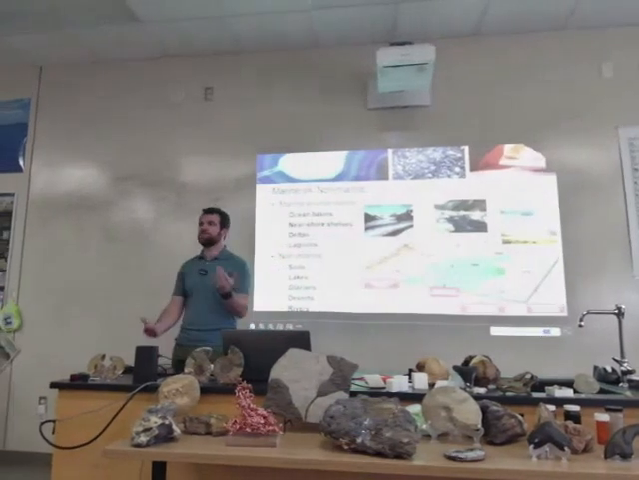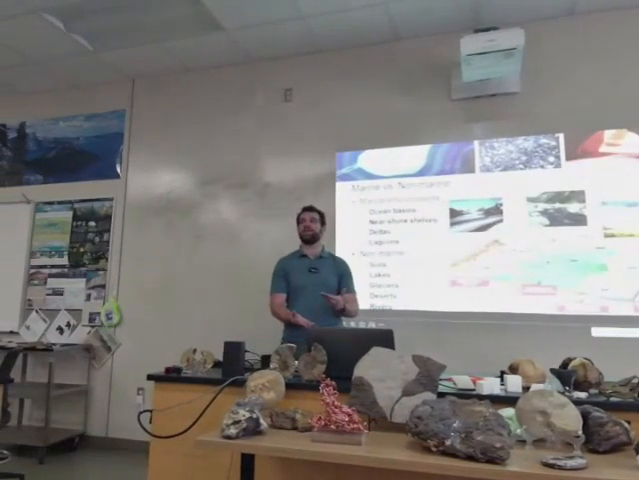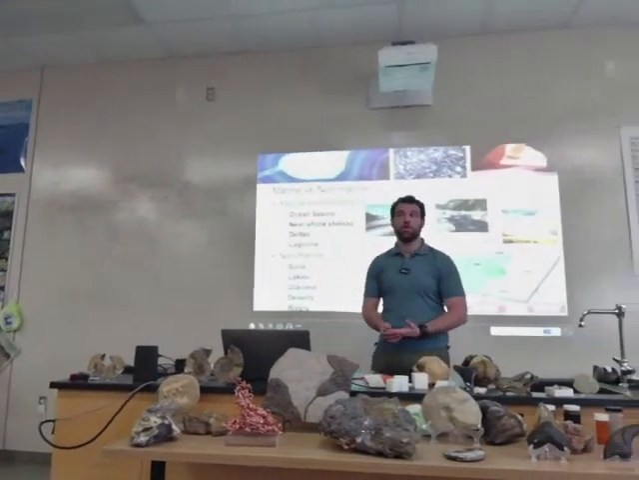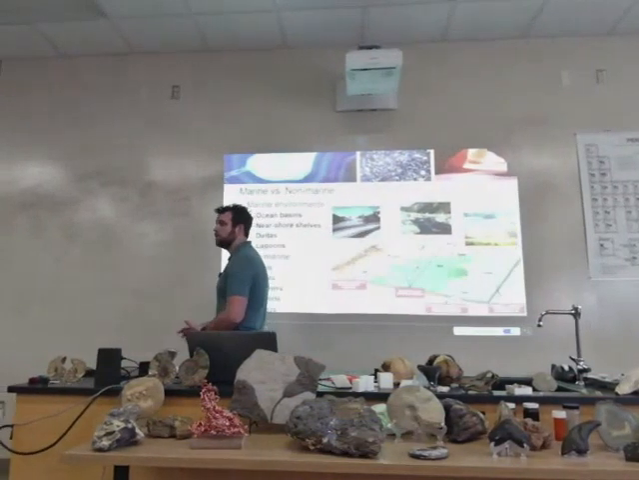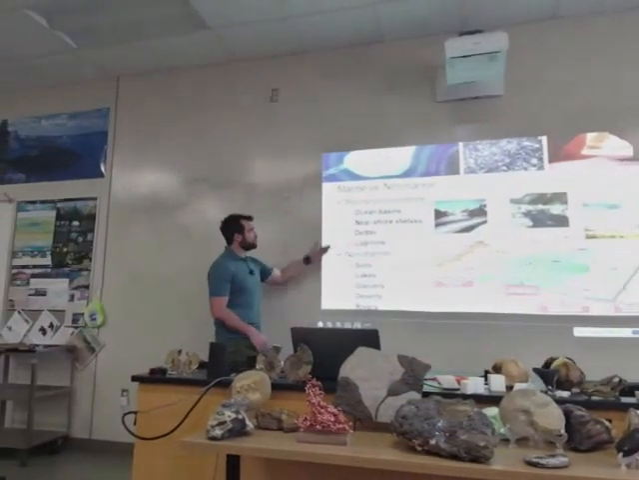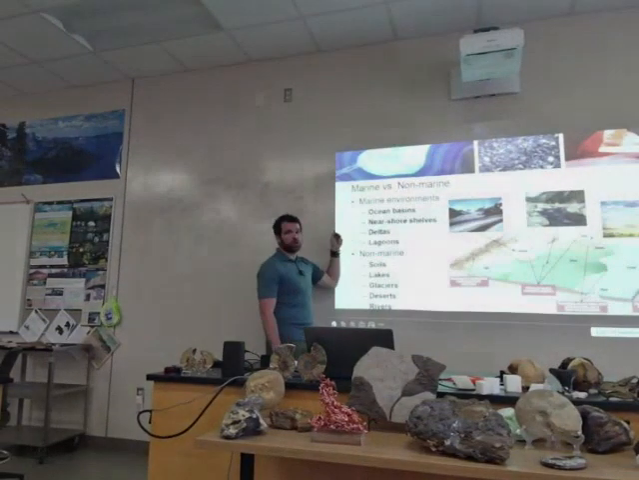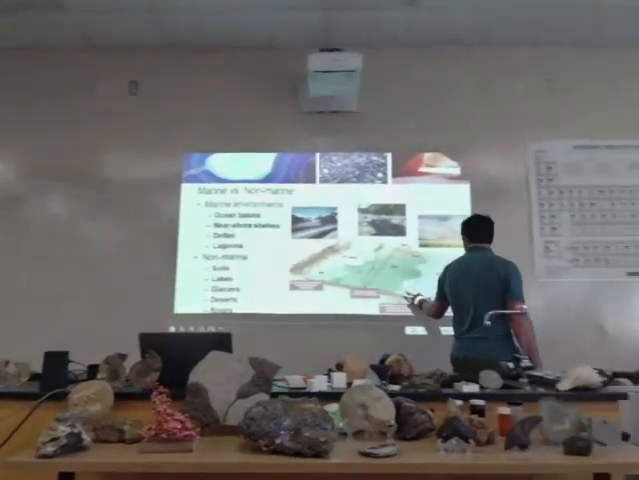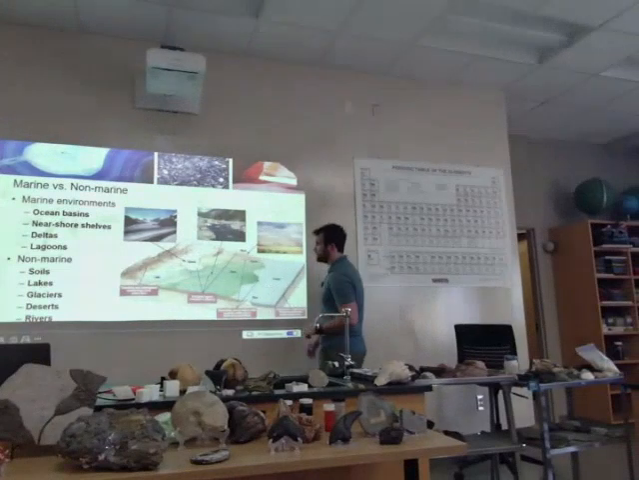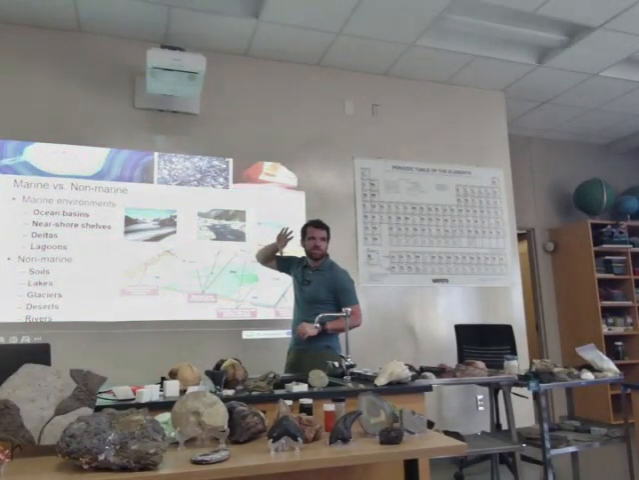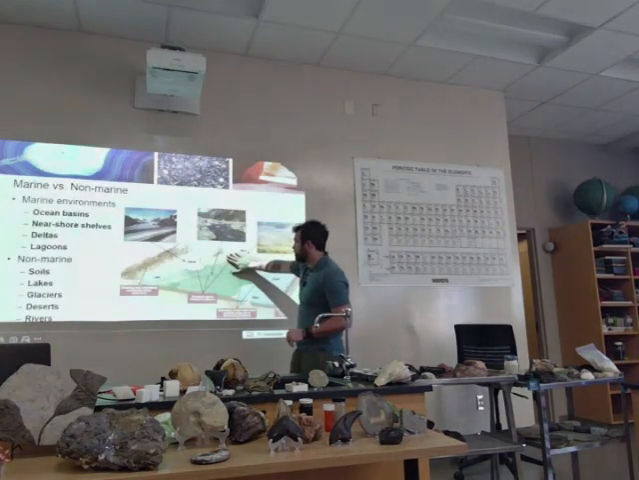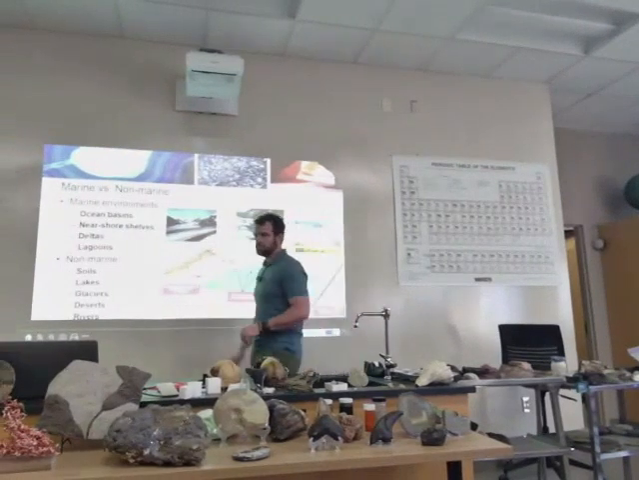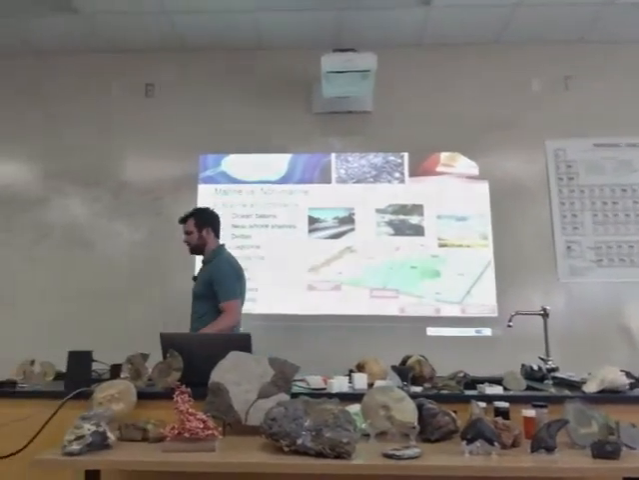Non-marine, deposited on land. This includes things like rivers and lakes. Okay, those are deposited on continents, and therefore are non-marine, though they involve water. Okay. So our marine environments include ocean basins, near-shore shelves, deltas, lagoons, things like that, okay? So non-marine can include everything from soils, lakes, glaciers, deserts, I already said glaciers, rivers, right? All of that, non-marine.